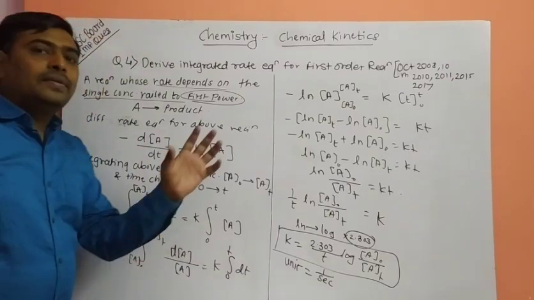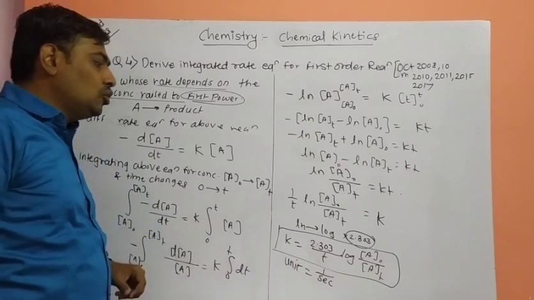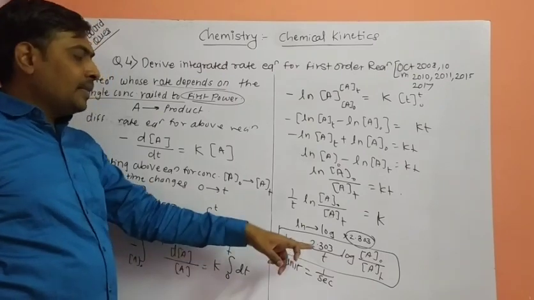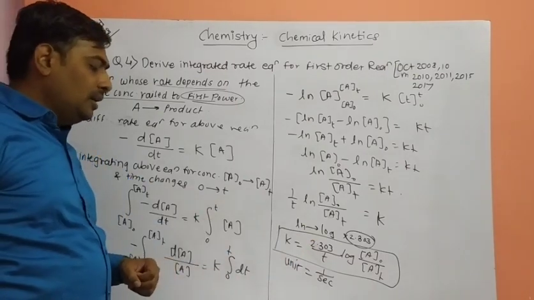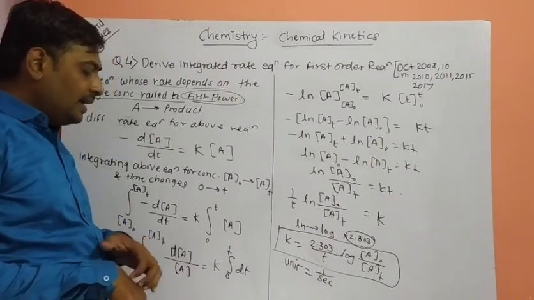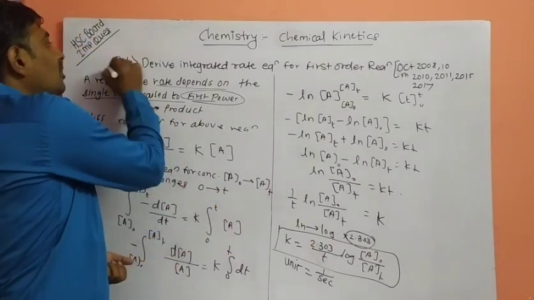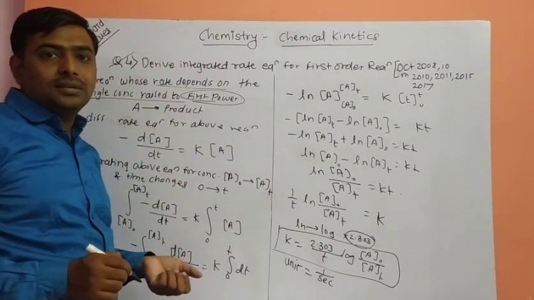If we have a question to derive the rate law for a first order reaction, then k is equal to 2.303 upon t log of A0 upon At. This will be the equation, or we can find this equation in terms of concentration also. This is your equation for the first order reaction.